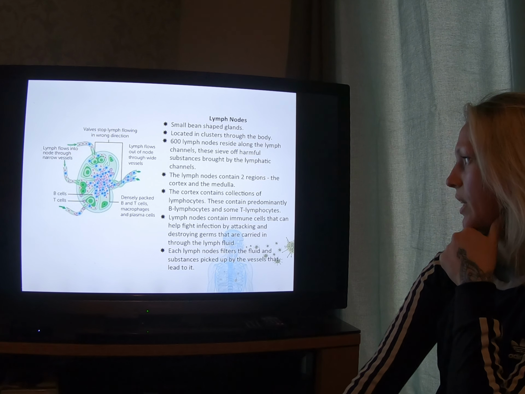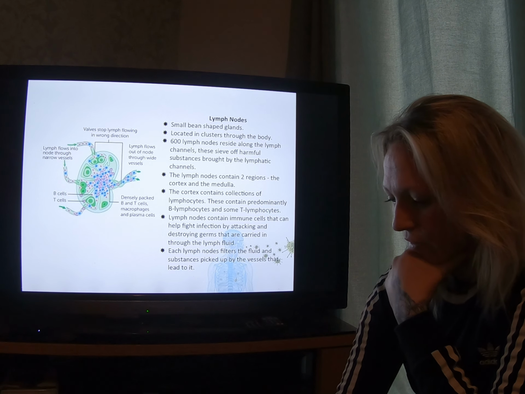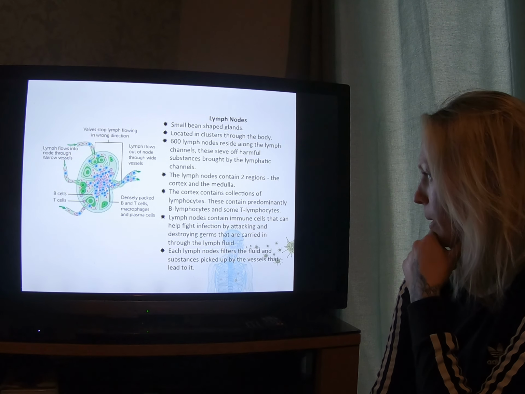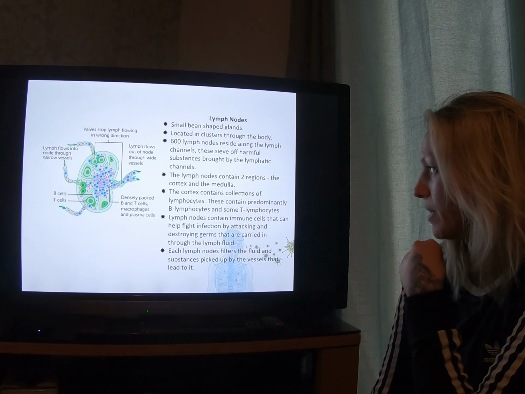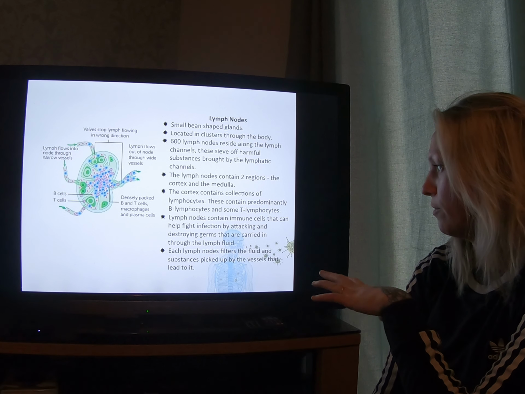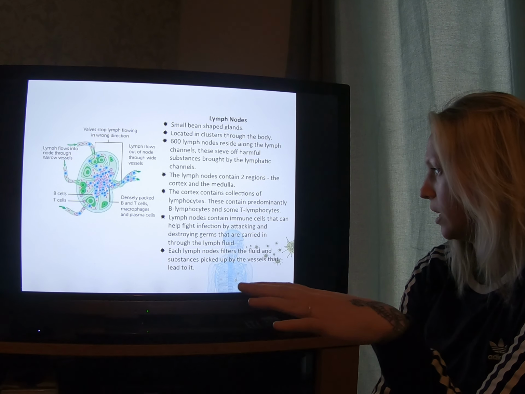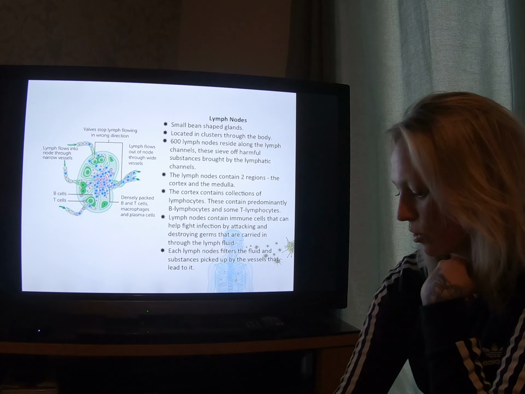Lymph nodes contain immune cells that can help fight infection by attacking and destroying germs that are carried in through the lymph fluid. Each lymph node filters the fluid and substances picked up by the vessels that lead to it.